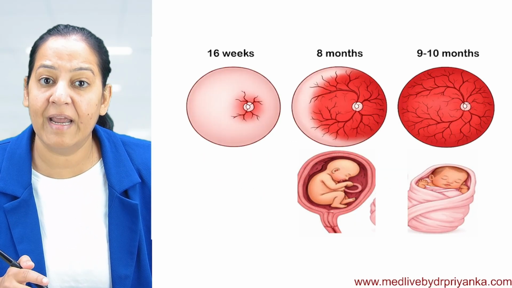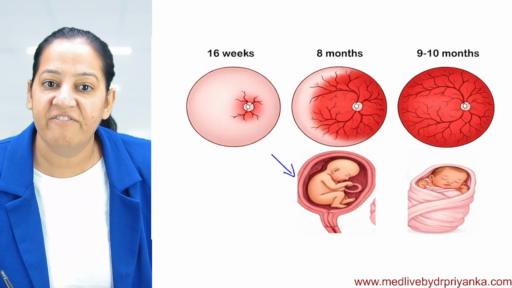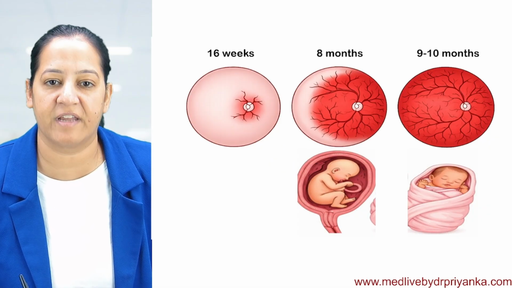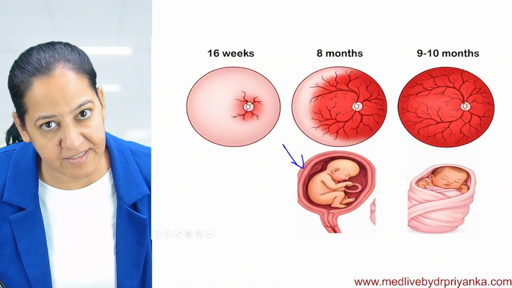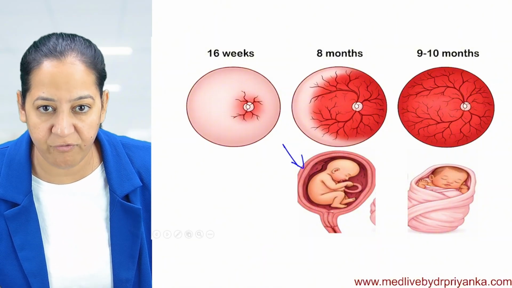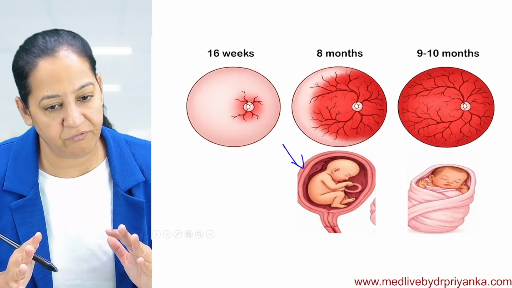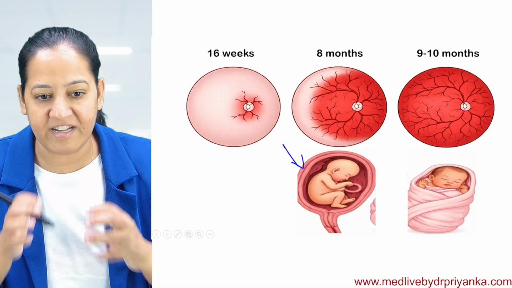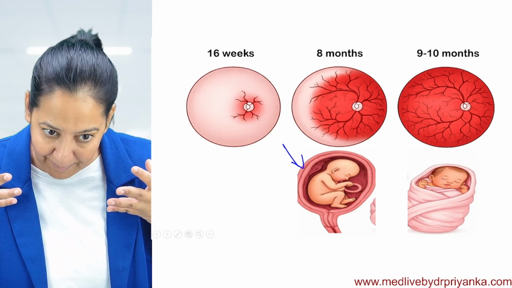Now, during the intragestational period, the fetus is inside the womb of the mother, inside the uterus of the mother. Can you see the fetus here? So development of all organs takes place. Organogenesis takes place. So development of the retina also takes place. In the retina, the retinal blood vessels grow.